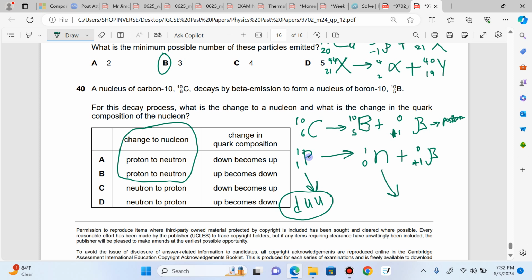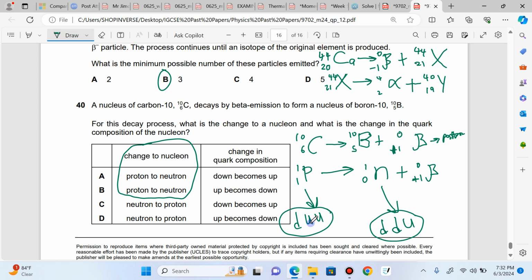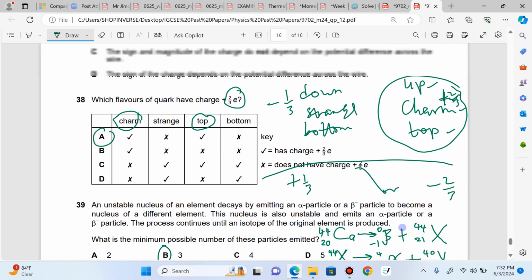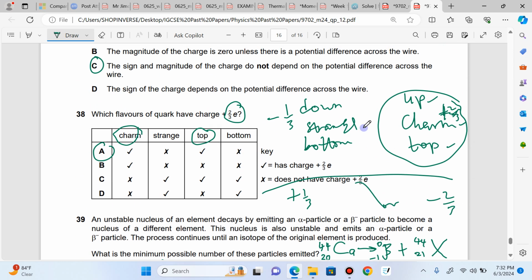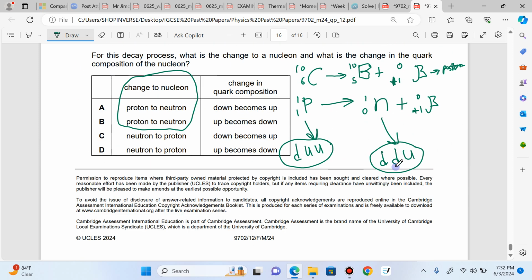While a neutron is made up of a down, down, up quark. Don't forget that a proton is positively charged, okay, while a neutron has a neutral charge. So if you have down, down, up, up is plus 2 over 3, down is minus 1 over 3, minus 1 over 3 plus 2 over 3, that will give you 0. Okay, that's a neutron, neutral.